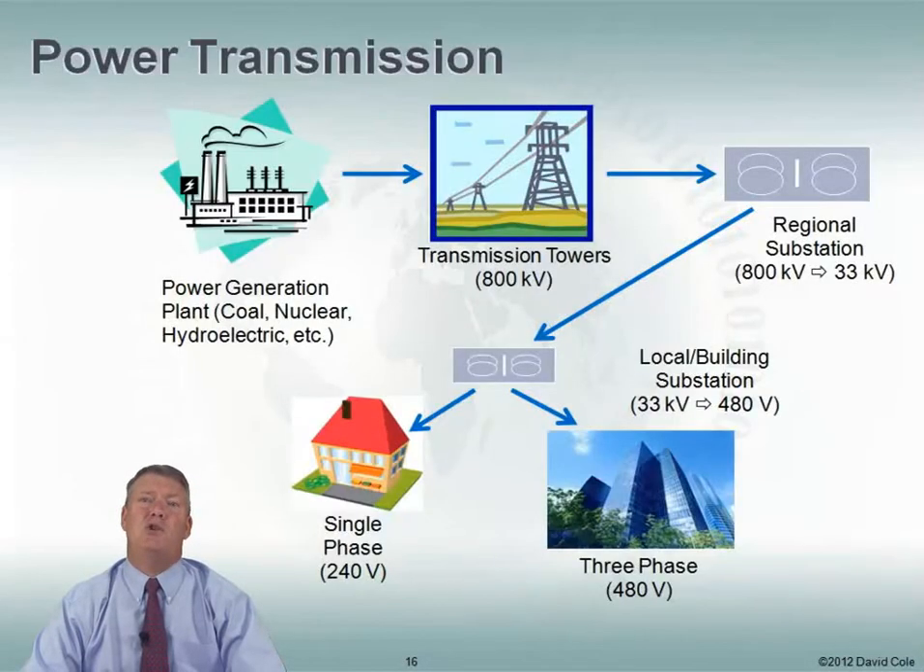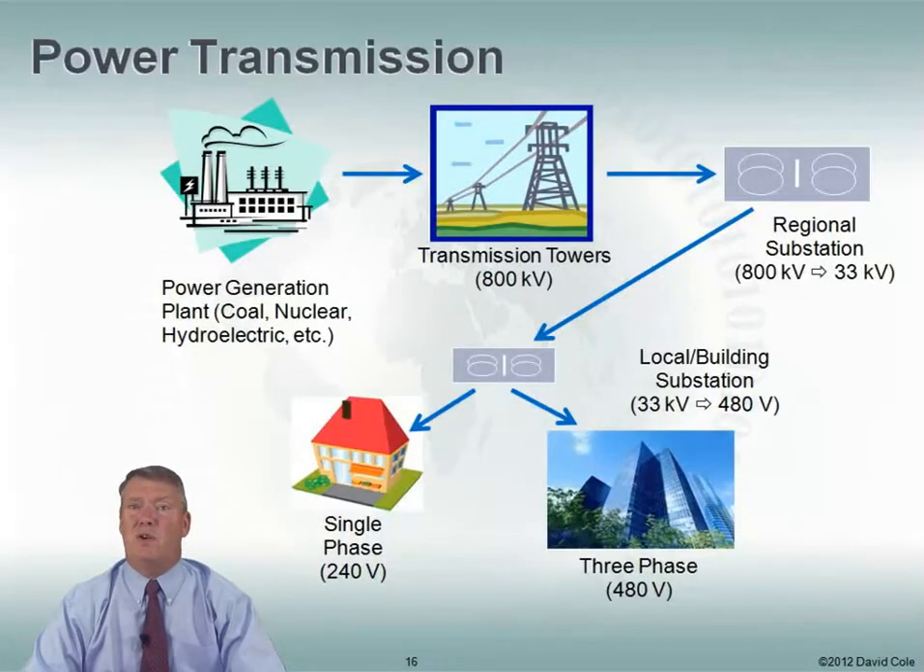Okay? Then we get to a regional substation, and that symbol there is for a transformer. We're going to go from 800,000 volts down to 33,000 volts. Still very high voltage. That's a step-down transformer, right? We're stepping down the voltage from 800,000 to 33,000 because we need to get the voltage down to a range where we can use that.